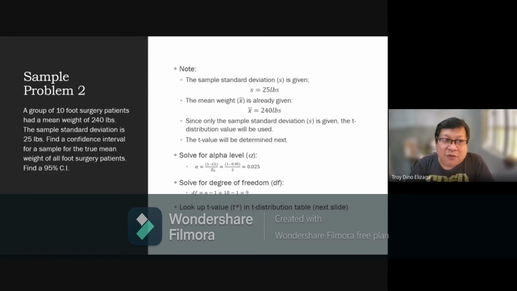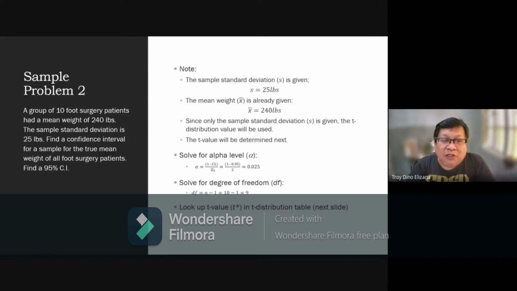Sample problem number 2. A group of 10 foot surgery patients had a mean weight of 240 pounds. So the sample standard deviation is 25 pounds. Find a confidence interval for the true mean weight of all the foot surgery patients. Find a 90% confidence interval. Okay, so the sample standard deviation is given. It is 25 pounds. And then the mean weight, X bar, is also given. It is 240 pounds.